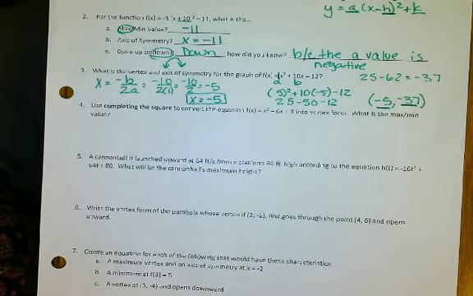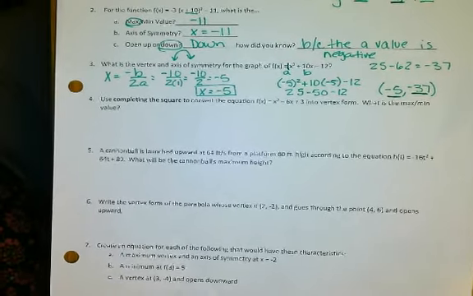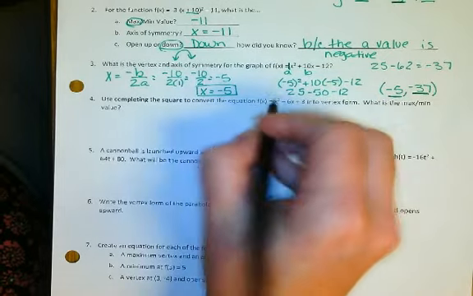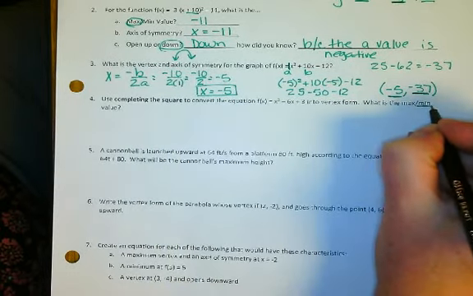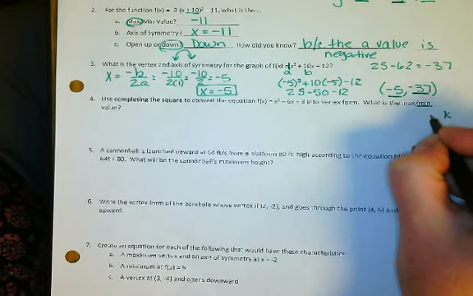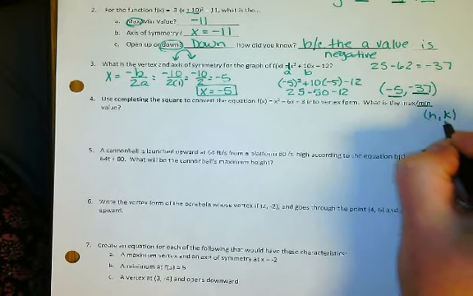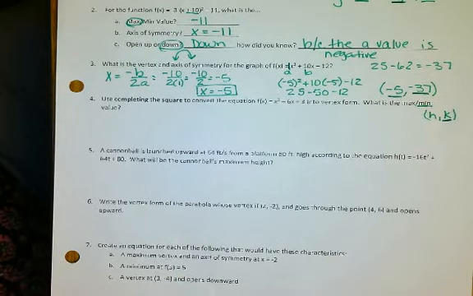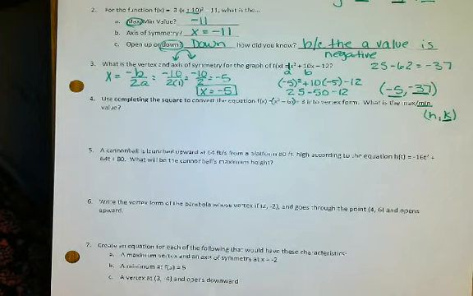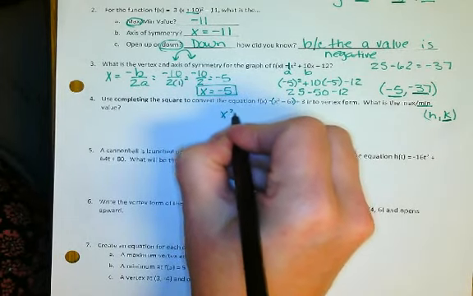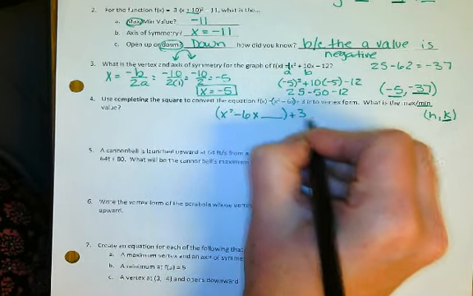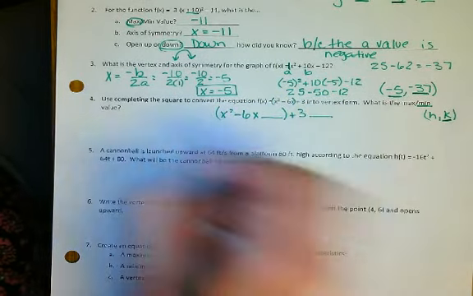Alright, so using completing the square to convert into vertex form, and then they want to know what is the max or min value. Since I know this is positive, I'm really looking for a min value. And what I'm looking for is that k, because remember, the vertex is the h and the k, and I'm looking for the k. That'll be my minimum. Okay, so the first thing I'm going to do is put these first two terms in parentheses. So I'm going to have x squared minus 6x blank plus 3 blank.